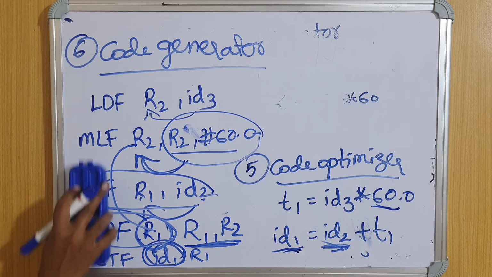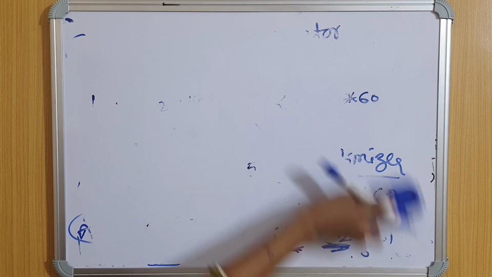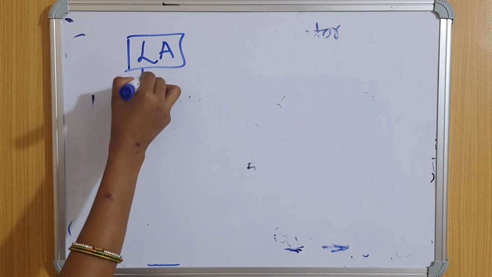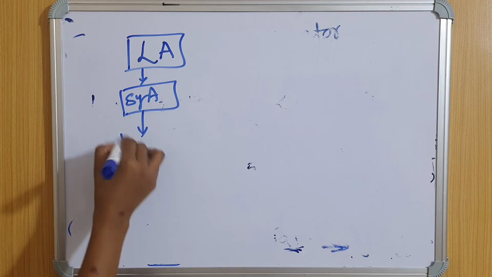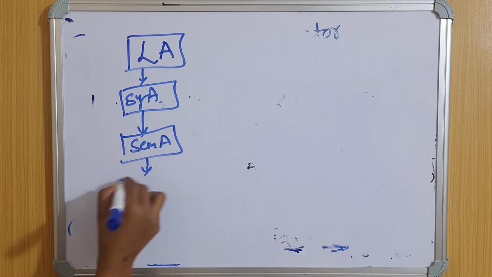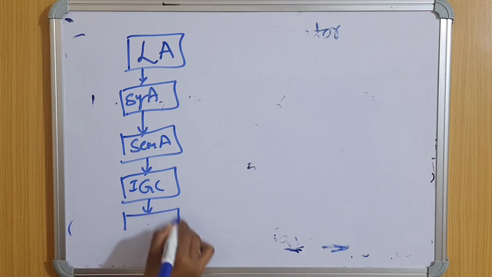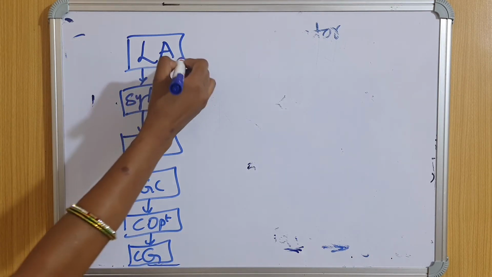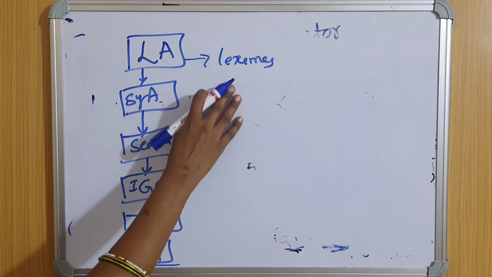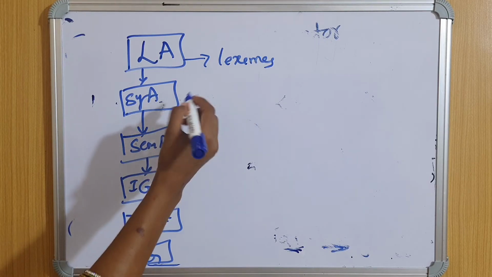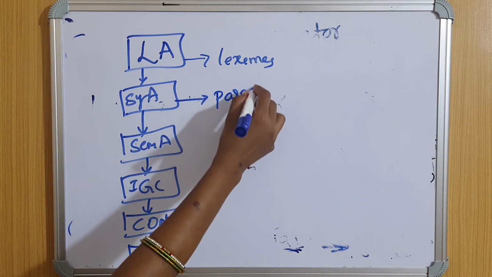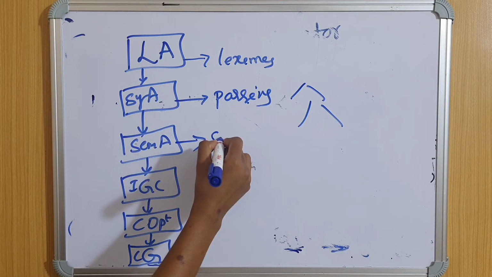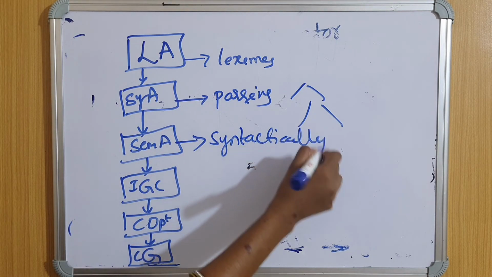So I'll explain in a little more detail about each in single steps. The first one is the lexical analyzer, the second phase is the syntax analyzer, the third phase is the semantic analyzer, next is the intermediate code generator, next is the code optimizer, and next is the code generator. Coming to the lexical analyzer, here lexemes will be produced. Lexeme means tokens, identifiers, like that. The syntax analyzer is called parsing. Parsing means we draw the tree. And in the semantic analyzer, we check whether the given one is syntactically correct or not.